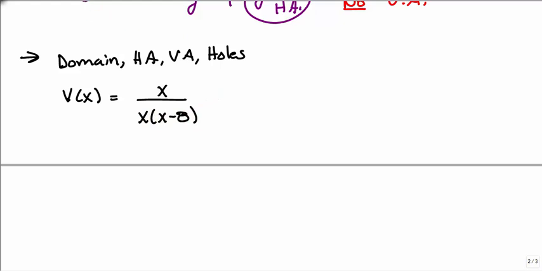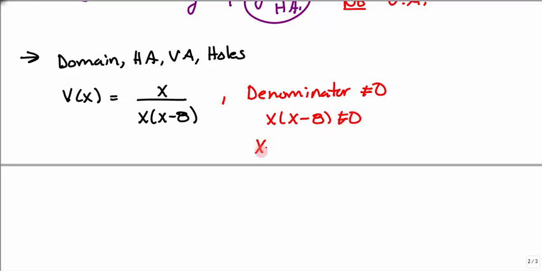So remember, the denominator cannot equal 0. So I have x times the quantity x minus 8 cannot equal 0. So I have x cannot equal 0, and I have x cannot equal 8. Now where I get the 8 from is I take the x minus 8, set it equal to 0, and then add the 8 across. So these are my restrictions. So if I had to talk about the domain, I'd have to say the domain is all real numbers except x cannot equal 0 and x cannot equal 8.